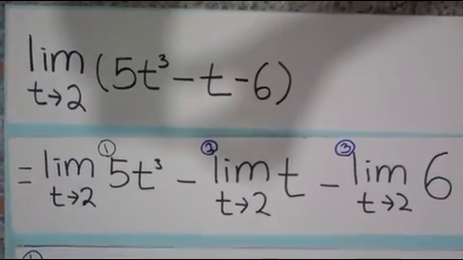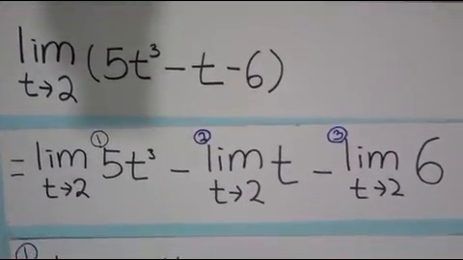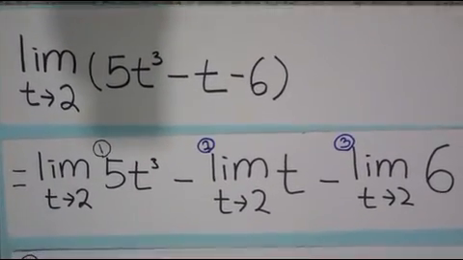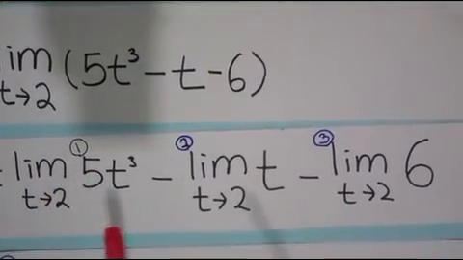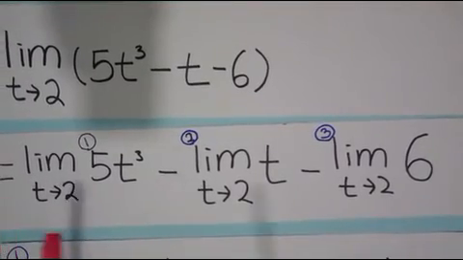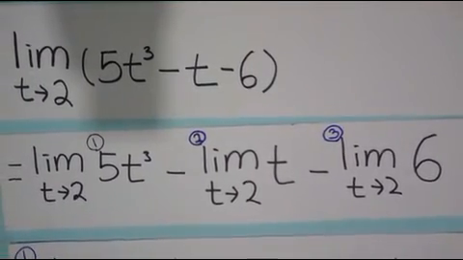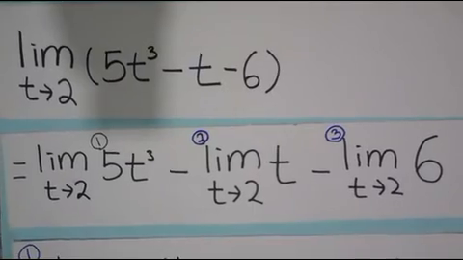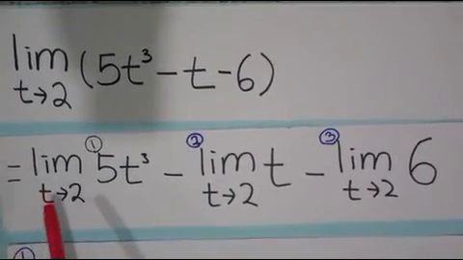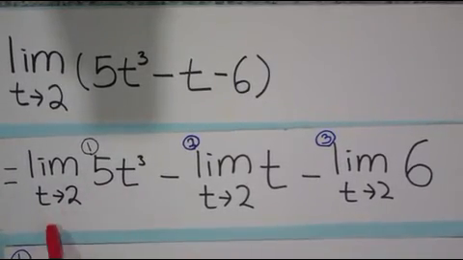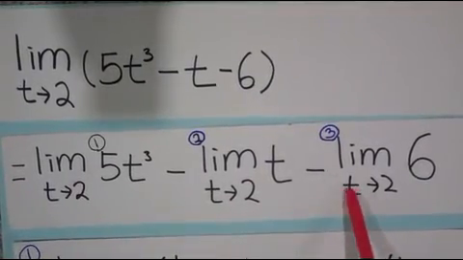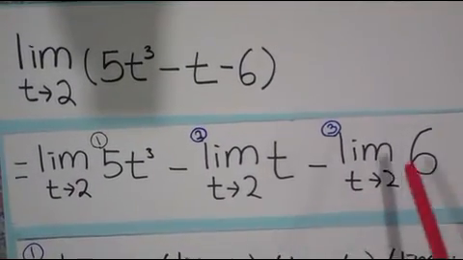Okay, now the practice exercises using the laws. To solve the limit of 5t cubed minus t minus 6 as t approaches 2, the sum law, constant multiple law, and product law are required. By using the sum law, the original equation is divided into 3 parts: the limit of 5t cubed as t approaches 2, minus the limit of t as t approaches 2, minus the limit of 6 as t approaches 2.